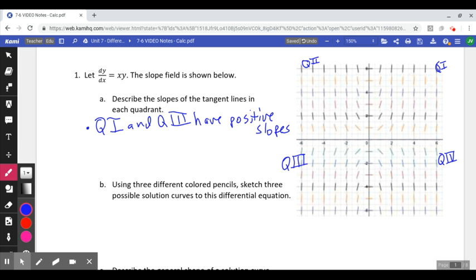And let's think about the other quadrants. So we've got quadrant 2. We have a negative slope here, negative slope here, negative slope, negative slope. In quadrant 4, we have the same situation happening. As a matter of fact, we've got negative slope here, here, and here. So it appears that in quadrant 4, we also have negative slopes. So we'll write Q2 and Q4: the slopes are negative.